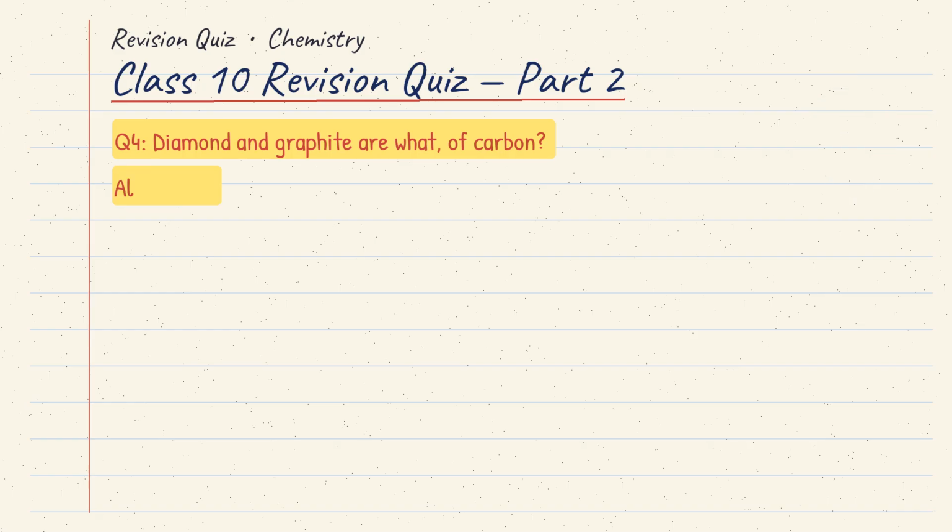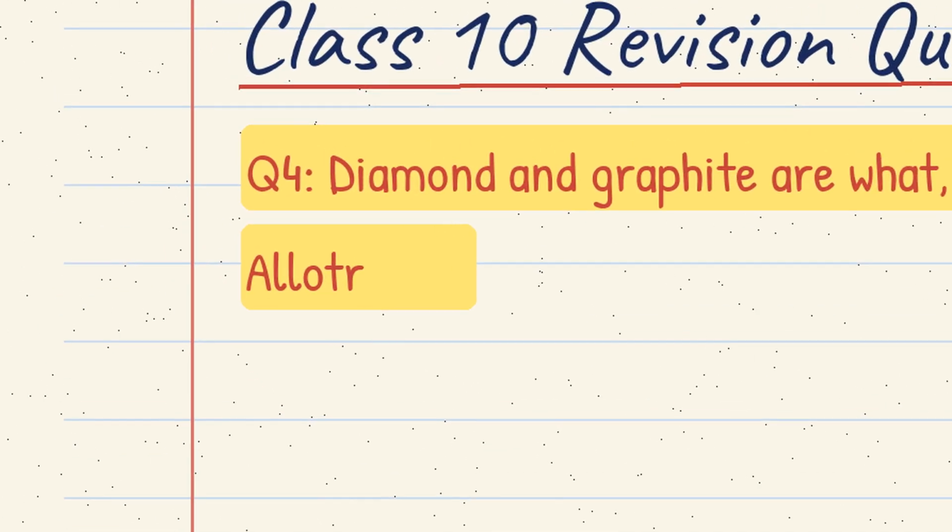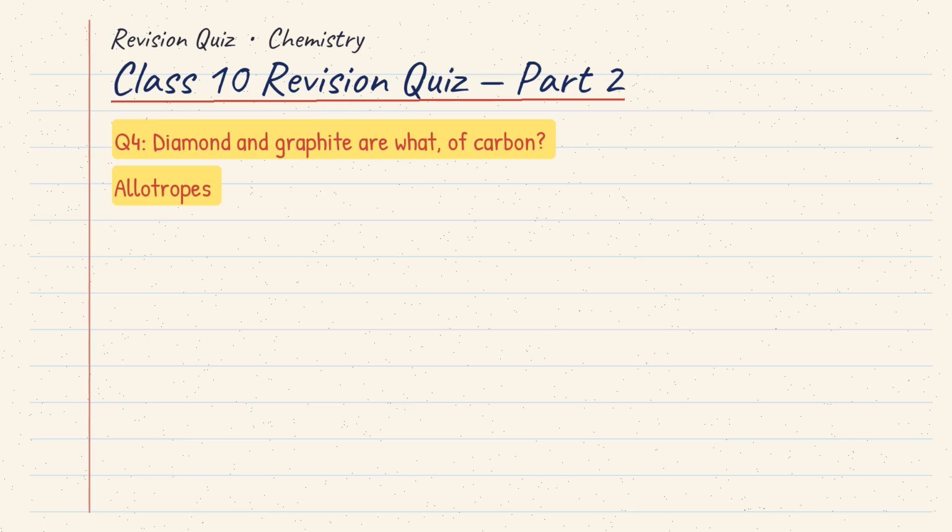The answer is allotropes. Same element, different forms. Question 5. Which is the hardest natural substance?